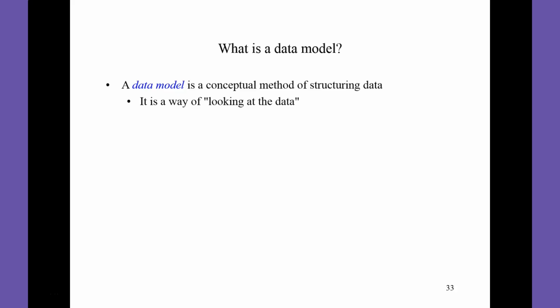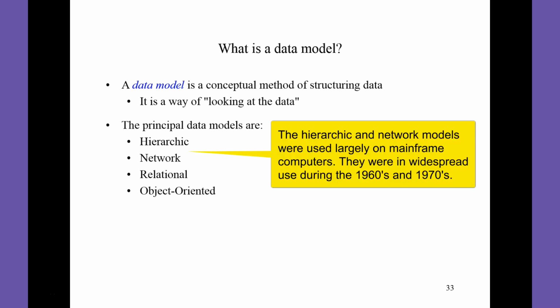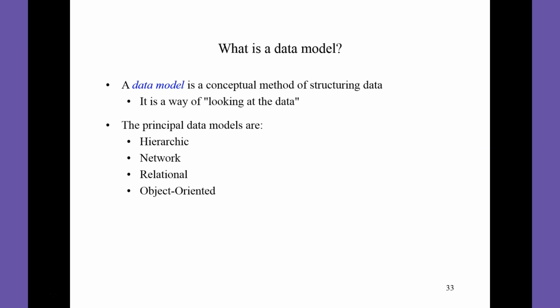So let's get going. A data model is a conceptual method of organizing or structuring data. It can be considered a way of looking at the data. The principal data models that have been in use for database include the hierarchic, the network, relational, and object-oriented. Historically, the hierarchic and the network were the first database systems to come about, and they were used largely in mainframe environments. As time went on, the relational model caught on and commercial products came out.